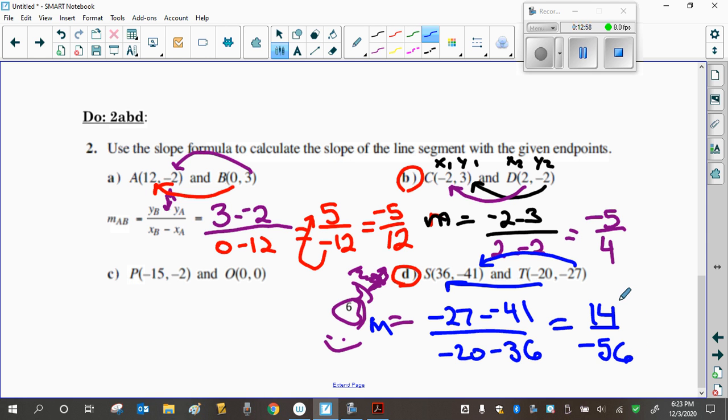And now we reduce. Believe it or not, you can divide both by 14, or you can divide by 7 and 2, but you have to reduce it until it is 1 over negative 4. And one more thing, you leave your negative sign in the numerator, not the denominator. A negative 1/4, great job. Fix up what you need to fix up, and we're good to go.